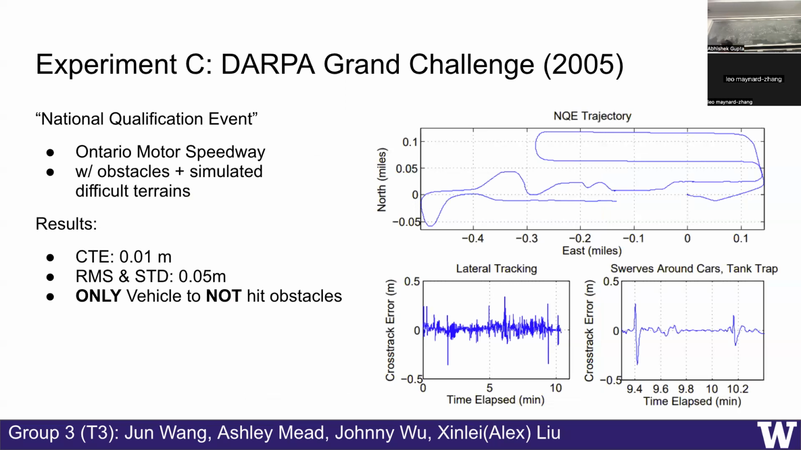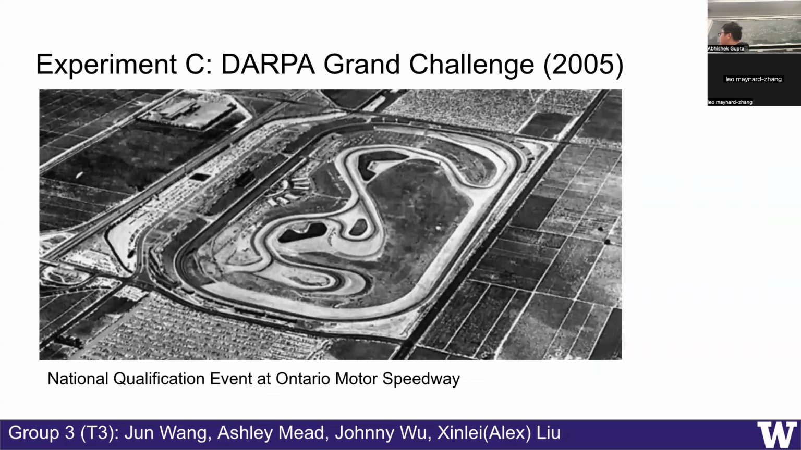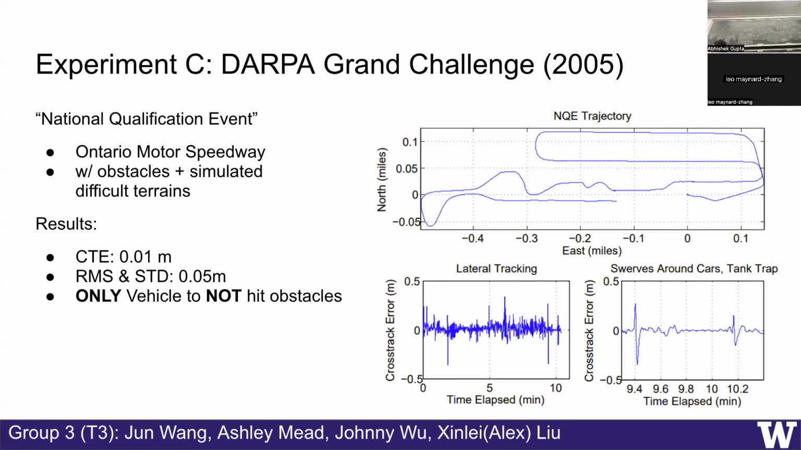Next up, this is the result. Oh wait, before the actual event, they had to qualify for it. First they have to attend the qualification event, which is held at the Ontario Motor Speedway, and it has obstacles that simulate the actual terrain. Real quick, I can show you the map. This is the simulated map for the qualification.